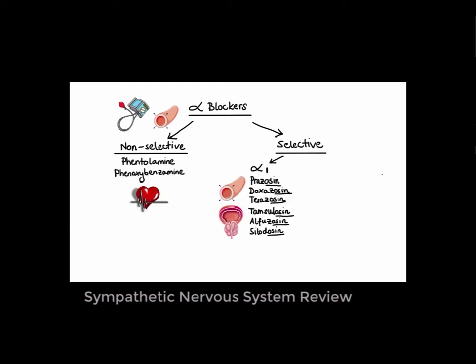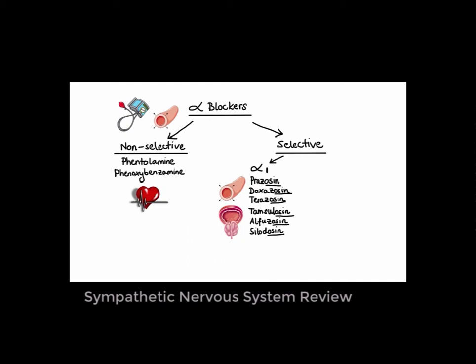Now, the first three of these, that is prazosin, doxazosin, and terazosin, are effective treatments for hypertension, but have lesser effects on relieving symptoms of enlarged prostate. On the other hand, tamsulosin, alfuzosin, and silodosin have little effect on blood pressure, but are much more effective for relieving symptoms associated with enlarged prostate. And this is because these agents have increased selectivity for alpha-1 receptors in the prostate, specifically the alpha-1A subtype.